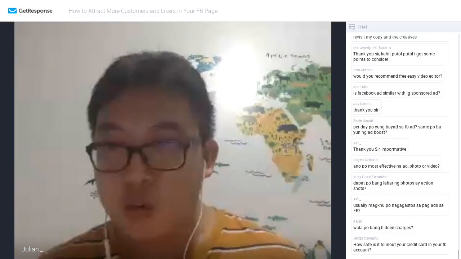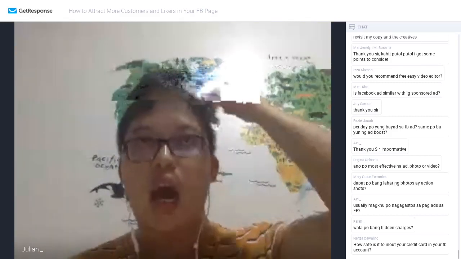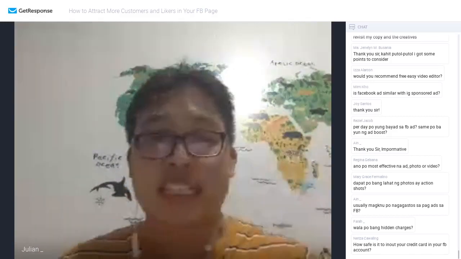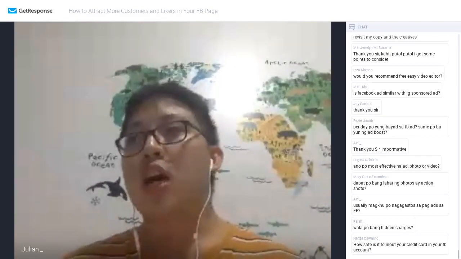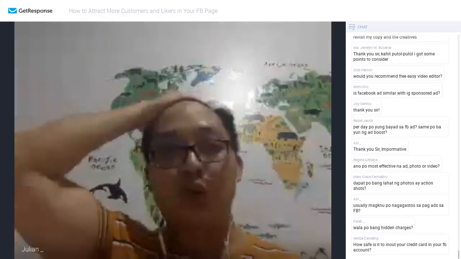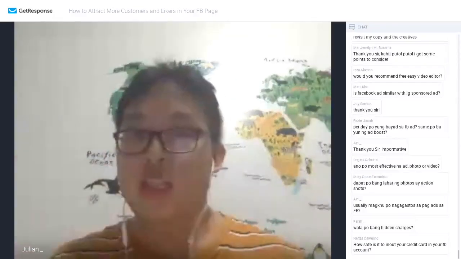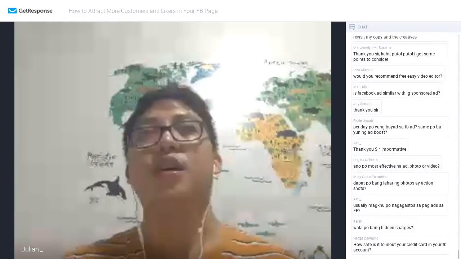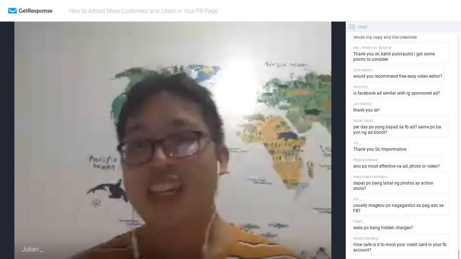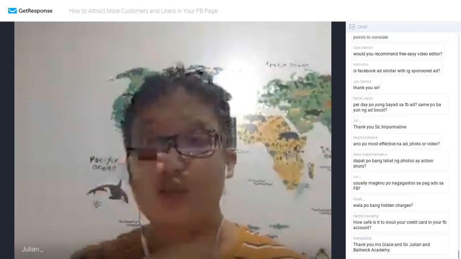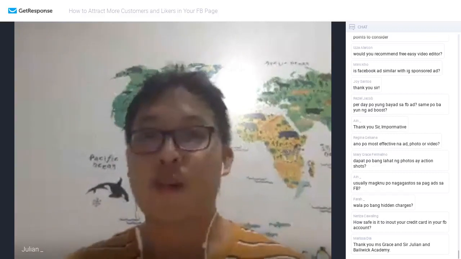Dapat po ba lahat ng photos ay action shot? Not necessarily. It was just an example I gave. That's very specific to people who want to build already when you're speaking, for example, or when you want to showcase specific actions. Hindi siya necessarily lahat action shots. Personally, favorite ko lang yan. Hinihingi ko siya for my clients eh.